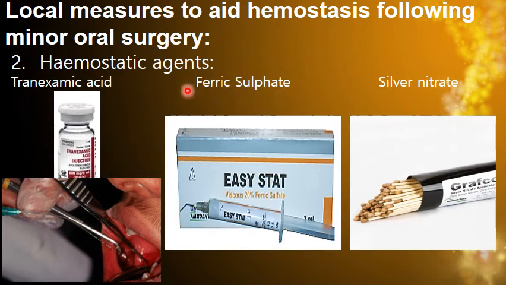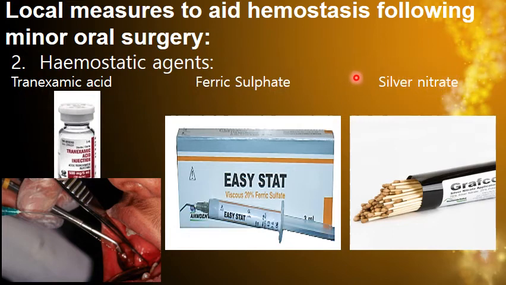Another agent we have is ferric sulfate. It is mostly used to arrest gingival bleeding. The mechanism of action for ferric sulfate is by sealing the damaged tissue mechanically, like making a mesh and sealing the damaged blood vessels. But the problem with ferric sulfate is the adverse reaction, which is inflammation and delayed osseous healing. So we have to be careful when using this agent.